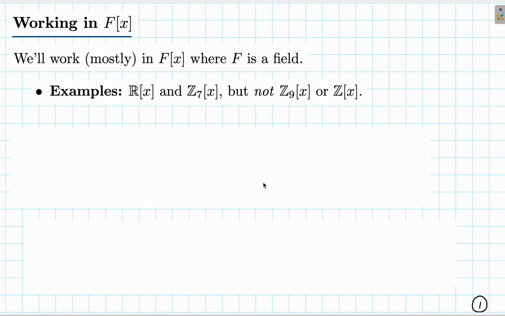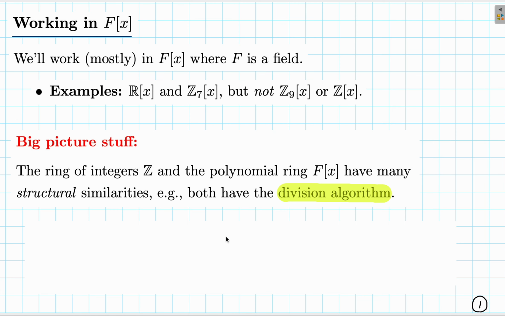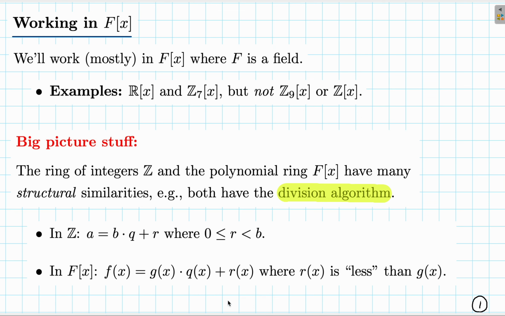Now, speaking of the division algorithm, for the next several lessons, there'll be an underlying theme which we'll call big picture stuff, which states the following. The ring of integers Z and the polynomial ring F[x], where F is a field, have many structural similarities. For example, both rings have the division algorithm. And here are the division algorithms in both rings, Z and F[x]. Notice the similarities, in particular how the remainder must be strictly less than the divisor in both cases.